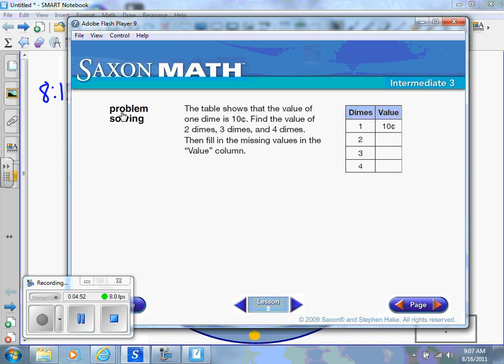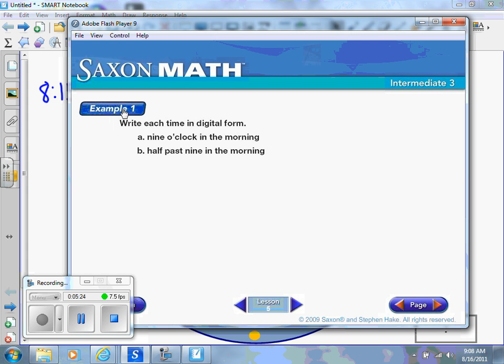Moving right along to problem solving, and you can follow along in your book. The table shows that the value of one dime is 10 cents. Find the value of 2 dimes, 3 dimes, and 4 dimes. Then fill in the missing values in the value column. So 2 dimes would be 20 cents. 3 dimes would be 30 cents. 4 dimes would be 40 cents. Excellent.